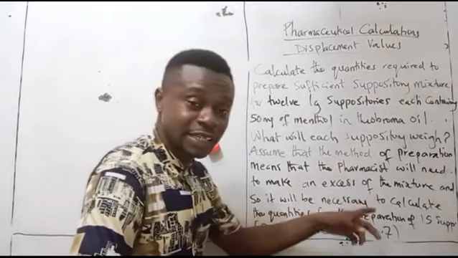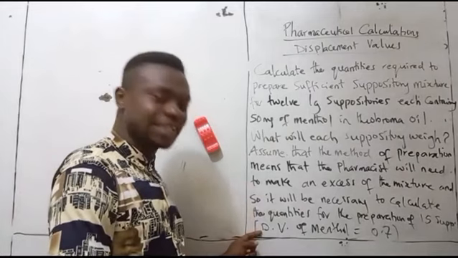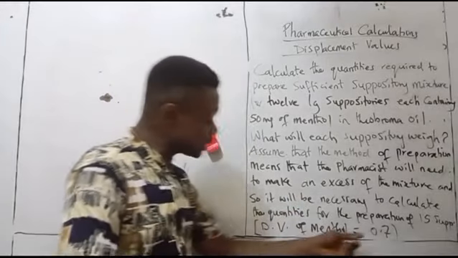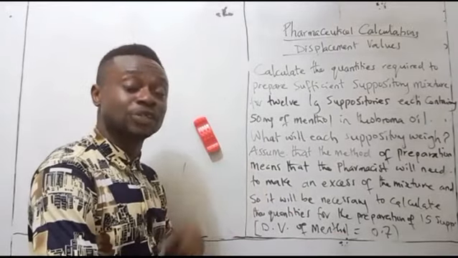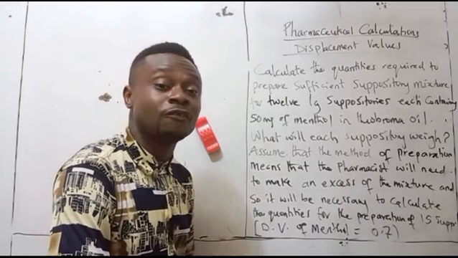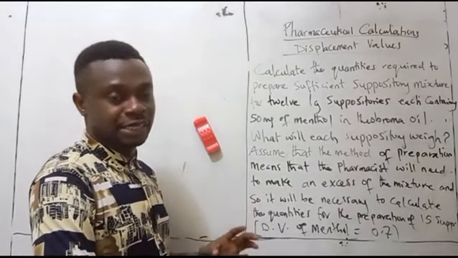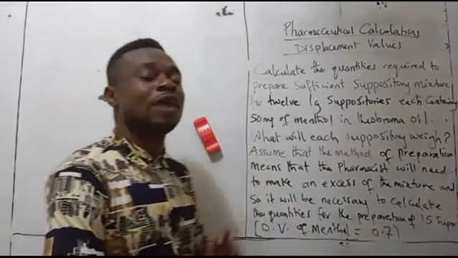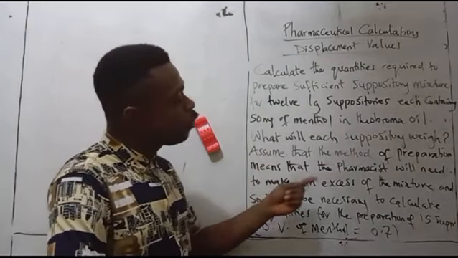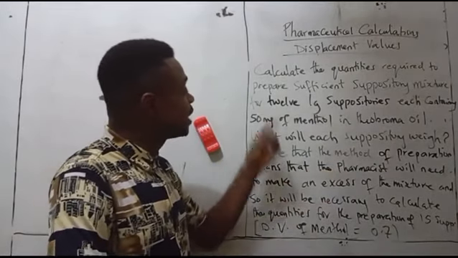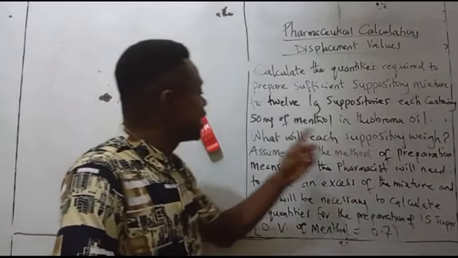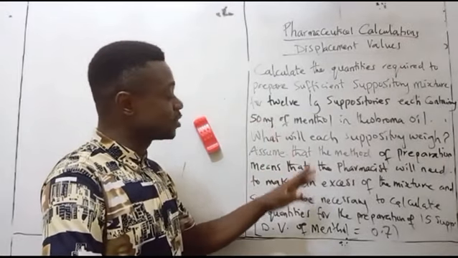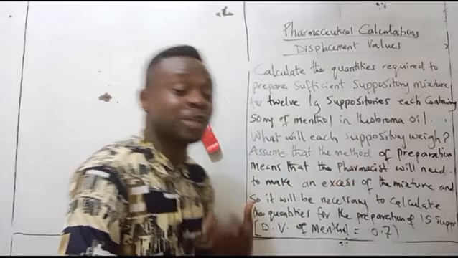Remember again that the DV, displacement value of menthol, is 0.7. What this means is that 0.7 gram of menthol displaces 1 gram of theobroma oil. So if 0.7 gram of menthol will displace 1 gram of theobroma oil, what amount of theobroma oil will be displaced by 15 times 0.05 gram? Whatever result we get gives us the amount of theobroma oil that will be displaced.